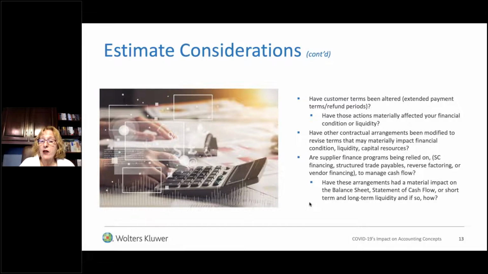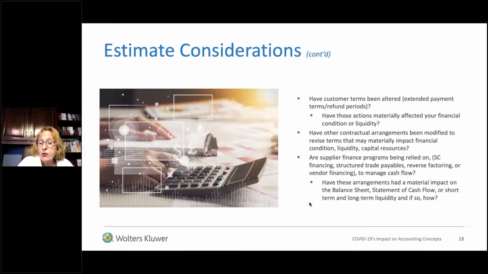Another area, are supplier financing programs being relied on, like supply chain financing? That's what SCF is. Structured trade payables, maybe reverse factoring or vendor financing. Are you relying on those things to manage your cash flow? If you are, those are inputs into your cash flow estimates, and you need to understand how those individual elements are helping you, or is there some condition within each of those areas that has created issues in regard to cash flow?